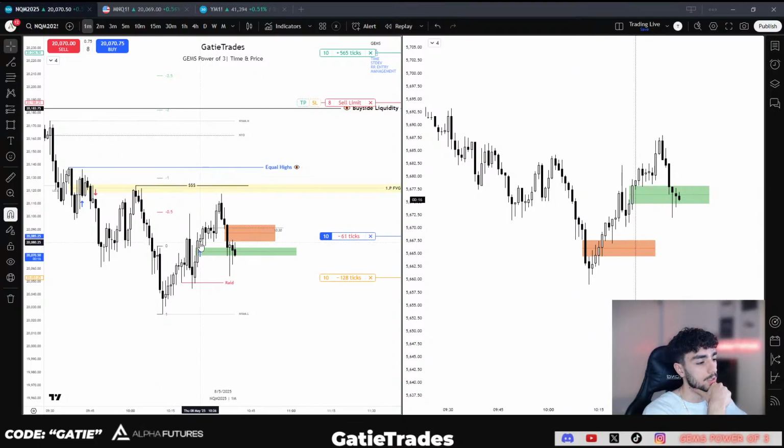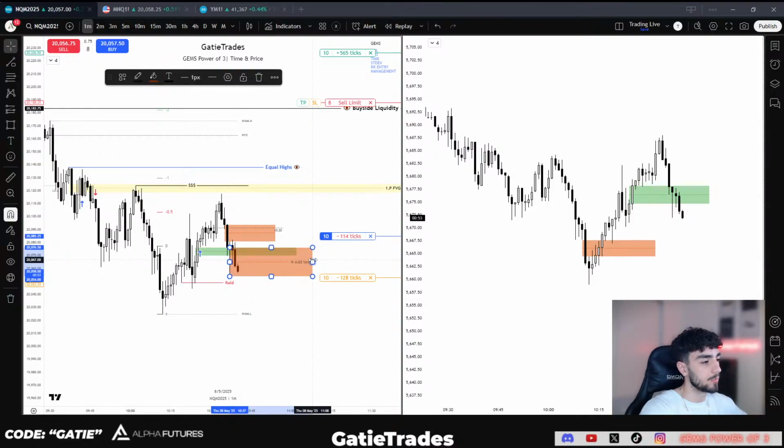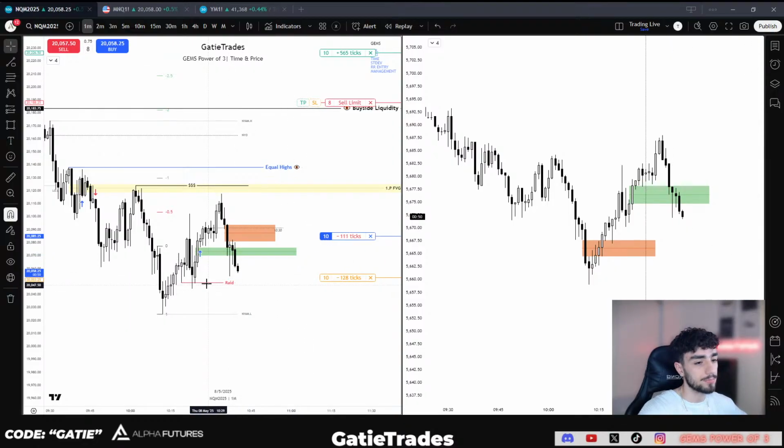Been holding for quite some time now. 1026. Looks like the end is near. Perhaps the end is near. I mean, we took good trades. Can't complain too much.